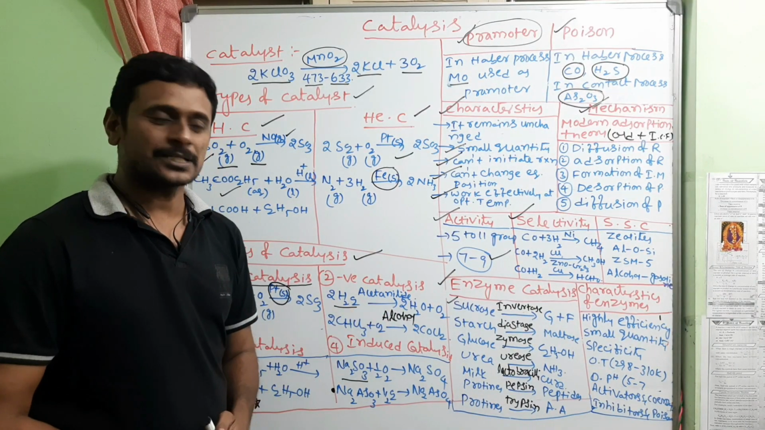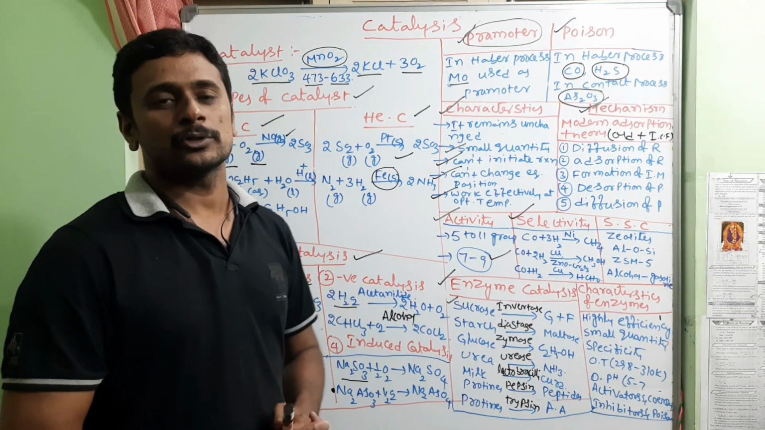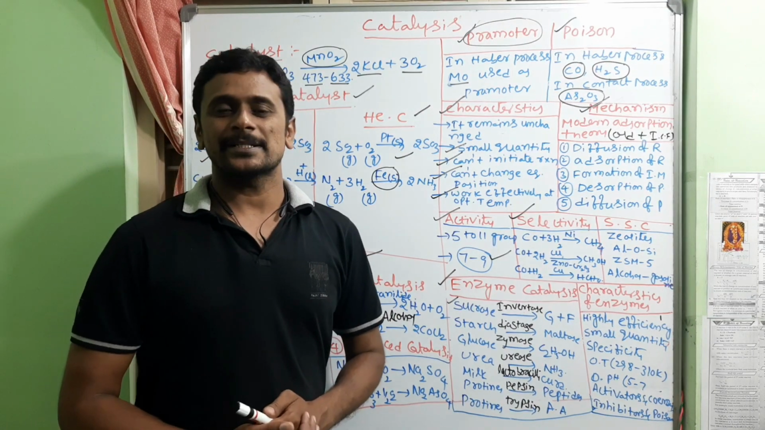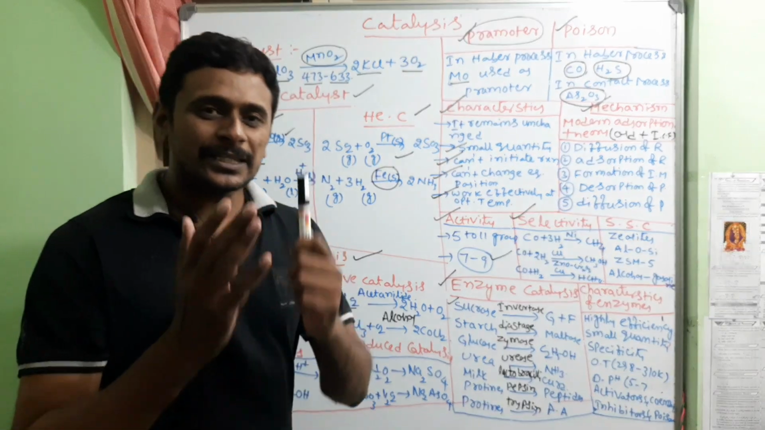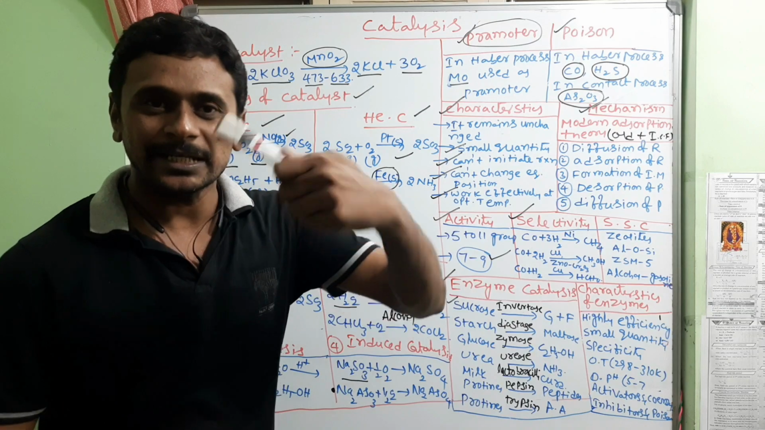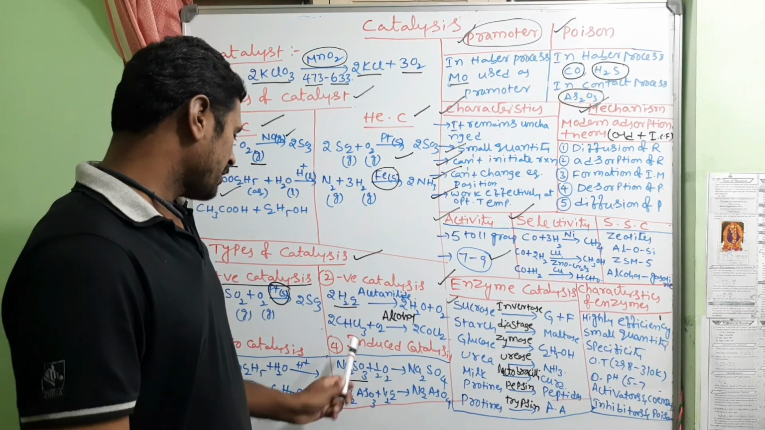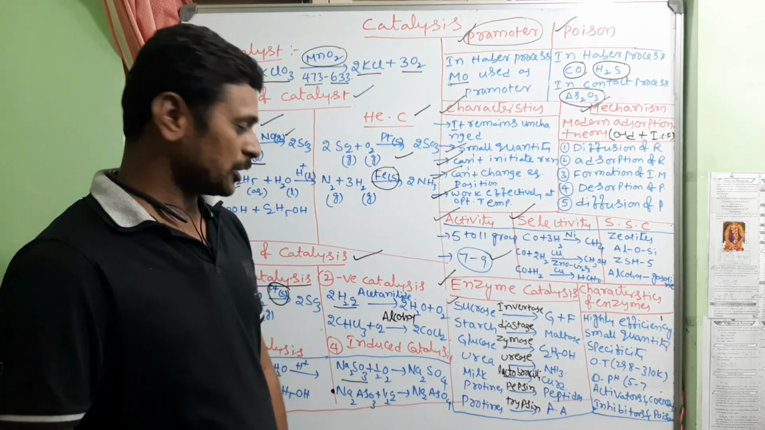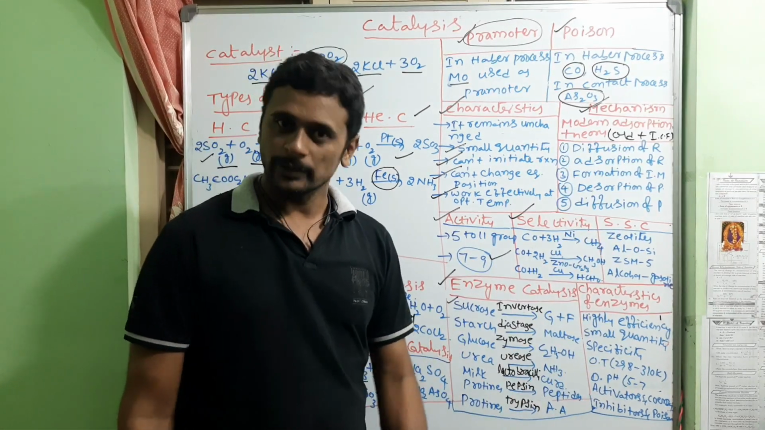In negative catalysis, take the decomposition of H2O2. In this decomposition process, acetanilide or phosphoric acid or glycerol is used as a negative catalyst. A negative catalyst decreases the speed of chemical reaction by increasing the activation energy of reactant molecules. One more example is the oxidation of chloroform into phosgene, COCl2. In this case alcohol is used as a negative catalyst.